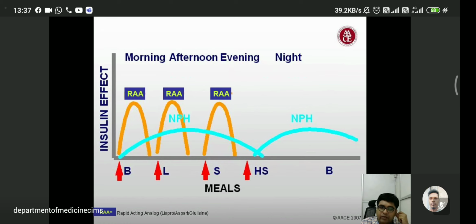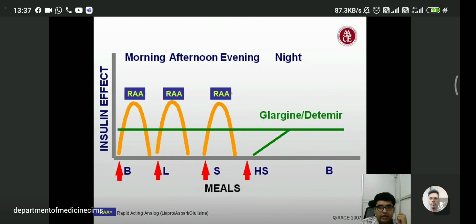With the graph, I have tried to explain how it is given. B is breakfast, lunch, snacks, and sleeping hours. NPH, you see, is long-acting insulin, usually given in the morning or at night, not related to the meal. And you can see RI, rapid-acting analogs like lispro, aspart, glulisine. These are given along with the meal, at the time of breakfast, at the time of lunch, at the time of dinner, and with snacks. You can do it like that with the meal.